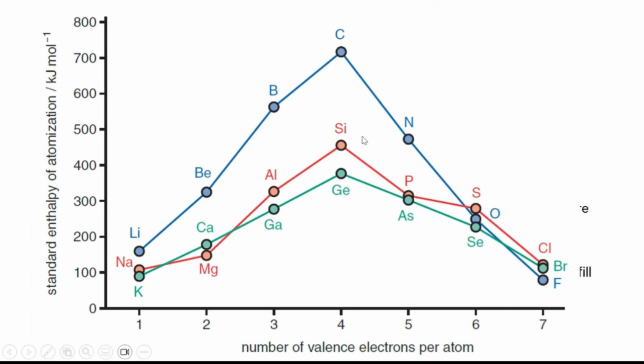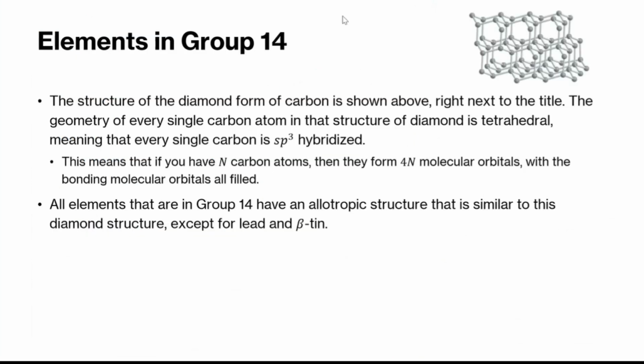And you can see right here the enthalpy of atomization. So for group 14 elements, there is going to be a higher standard enthalpy of atomization. So let's go on to elements in group 14. The structure of the diamond form of carbon is shown above, right next to the title.